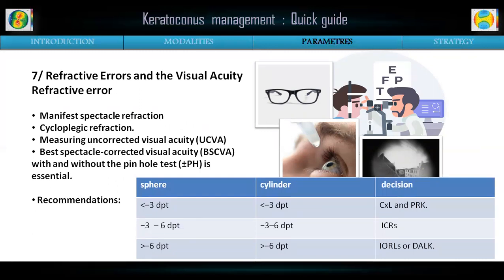If the sphere or cylinder is less than -3 diopters, we can suggest for the patient to do cross-linking with or without PRK. And if the sphere or cylinder is between -3 and -6, we can suggest intracorneal rings. And if the sphere or cylinder is more than -6, we have to think about intraocular refractive lenses or deep anterior lamellar keratoplasty.